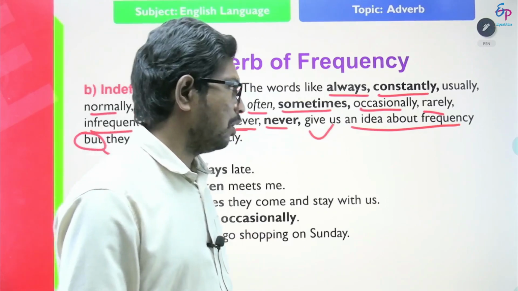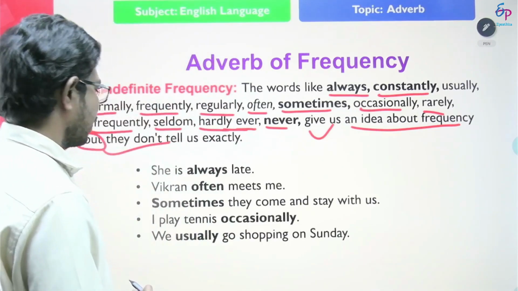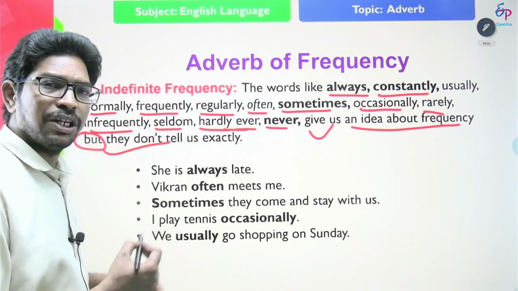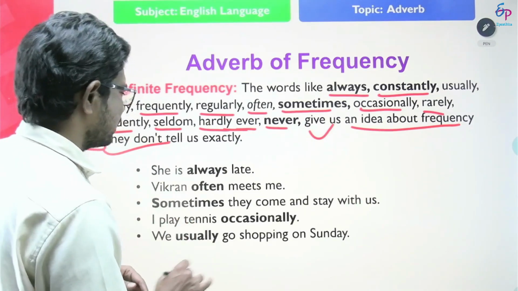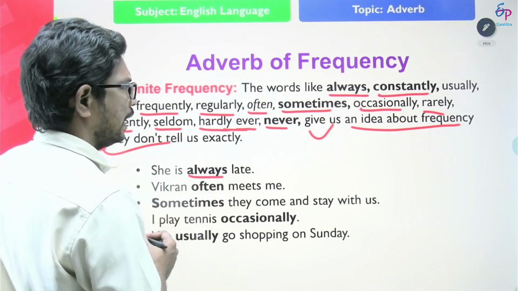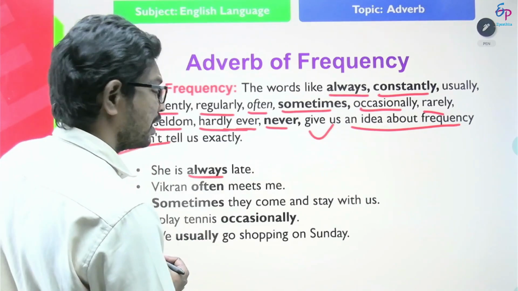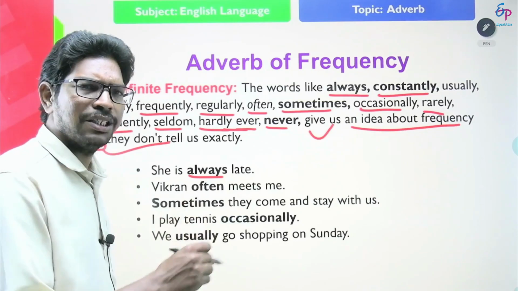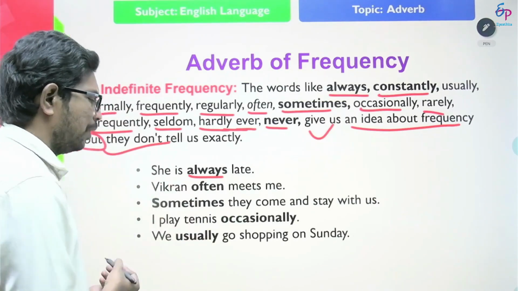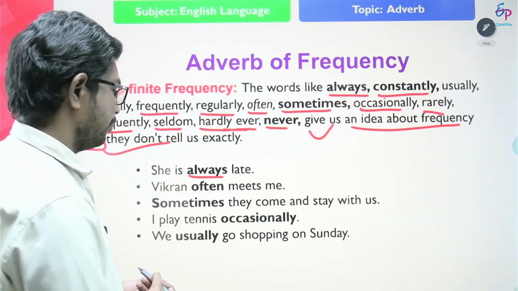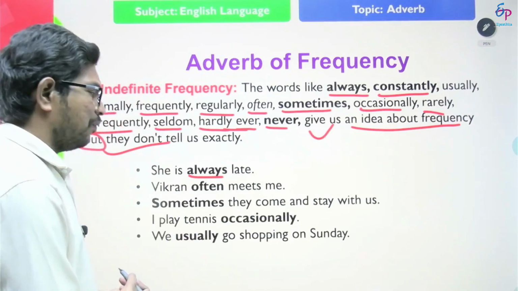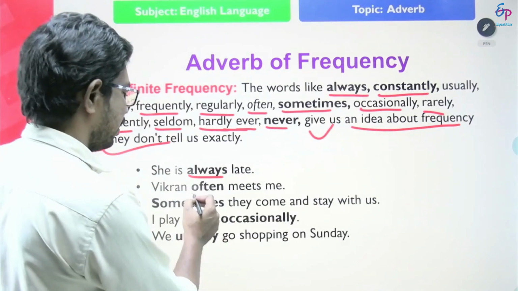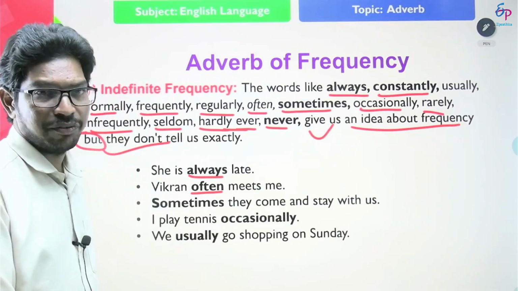Look at the example, how they function in a sentence. She is always late. Here, always is indefinite frequency. It is showing how often she is late. Look at another example. Vikram often meets me. Here the word often is showing the frequency of the action.